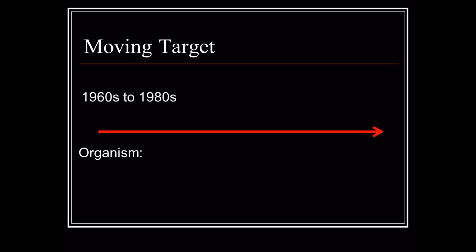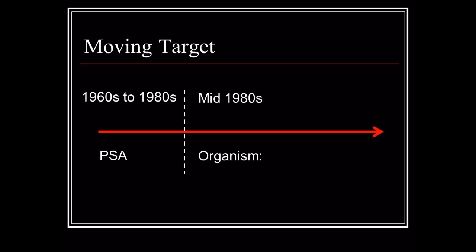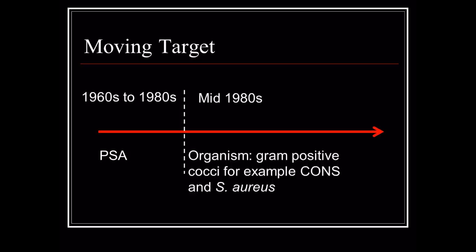What about the bugs that we're trying to think of? In the 1960s to 1980s, the organisms mainly causing problems were aerobic gram-negative rods like Pseudomonas. Then you flip it over to the mid-1980s, and it's like a pendulum that was swinging. It became gram-positive cocci, for example, coag-negative staph and Staph aureus.